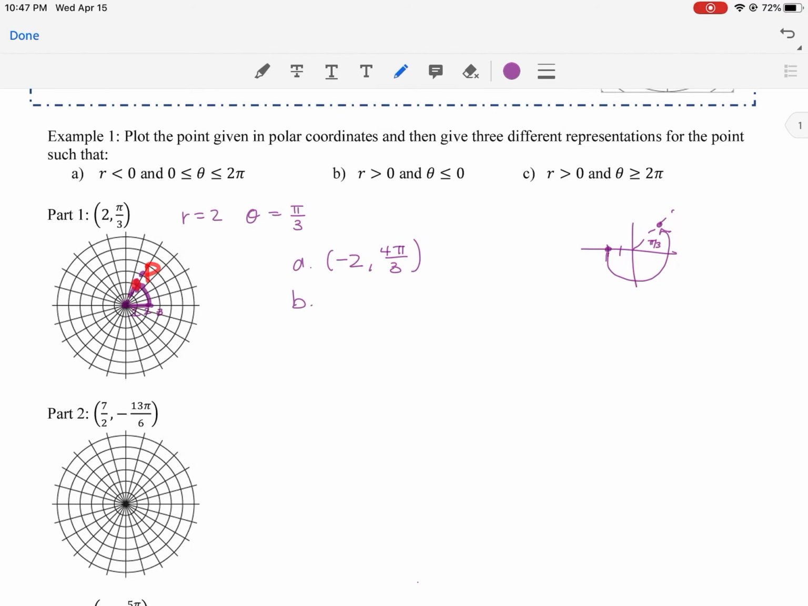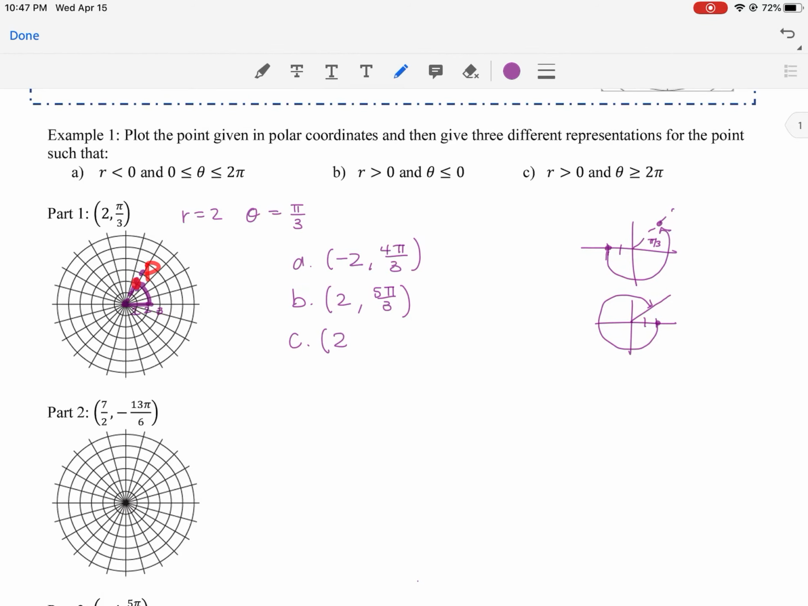Okay. If our radius is positive, but the angle is negative, you're still starting here at positive 2, but this time if I go clockwise, how far do I have to go to get to this reference angle? In this case, that would be 5 pi thirds. And then last but not least, keep your radius positive, but what if we go larger than 2 pi? If you think about pi thirds beyond 2 pi, that is 7 pi thirds.